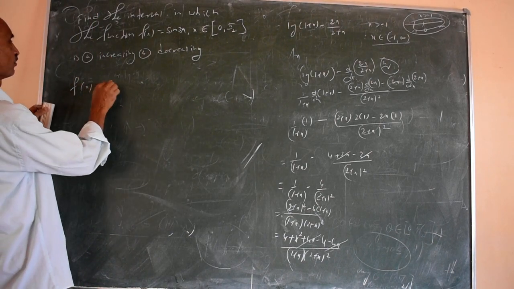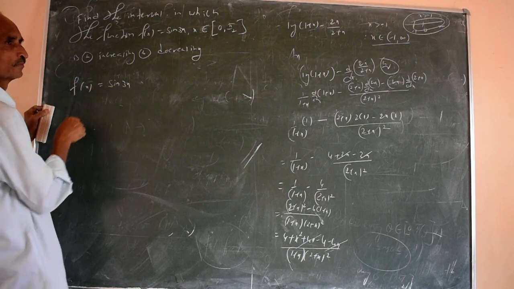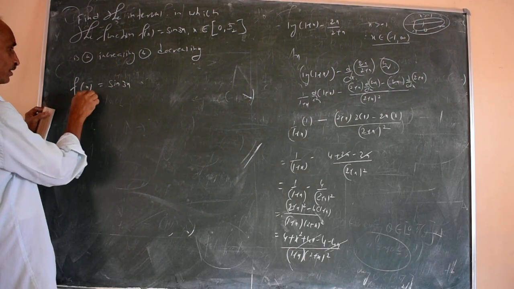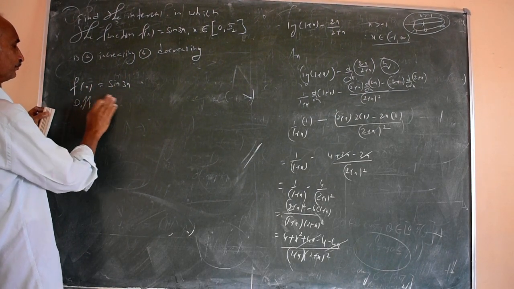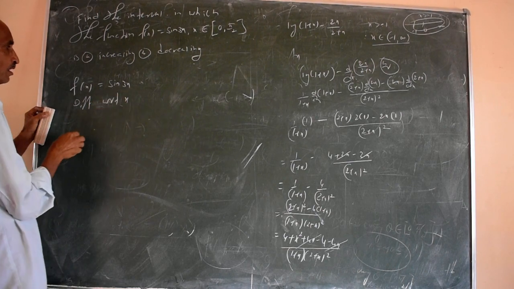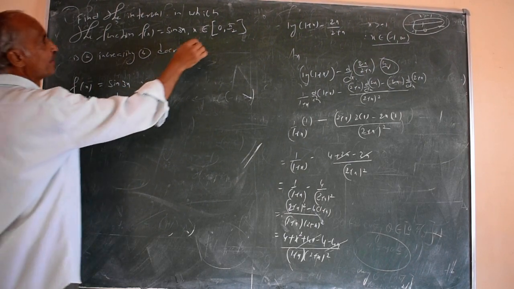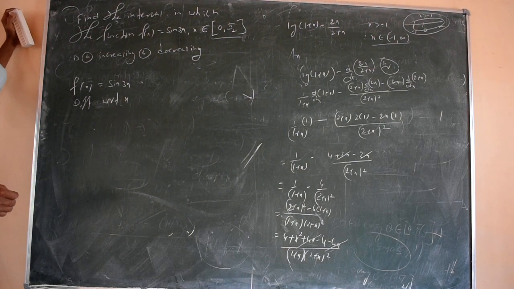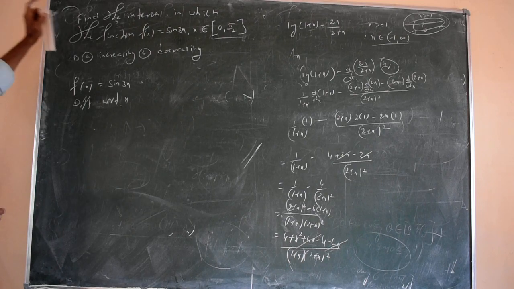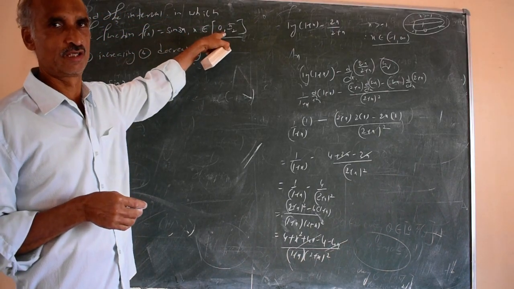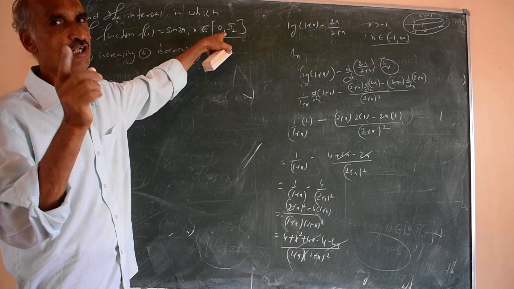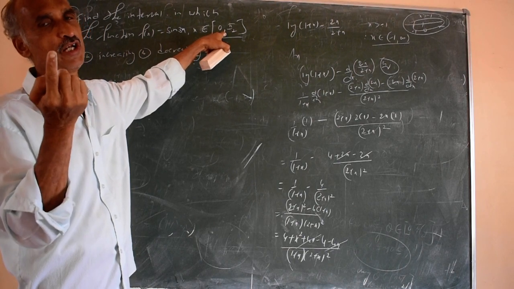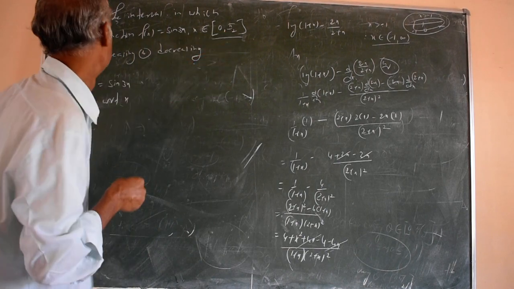f of x is equal to sin 3x. Differentiating with respect to x. The interval is given. In this particular interval of x, in which sub-interval is it increasing and in which sub-interval is it decreasing, is the question.